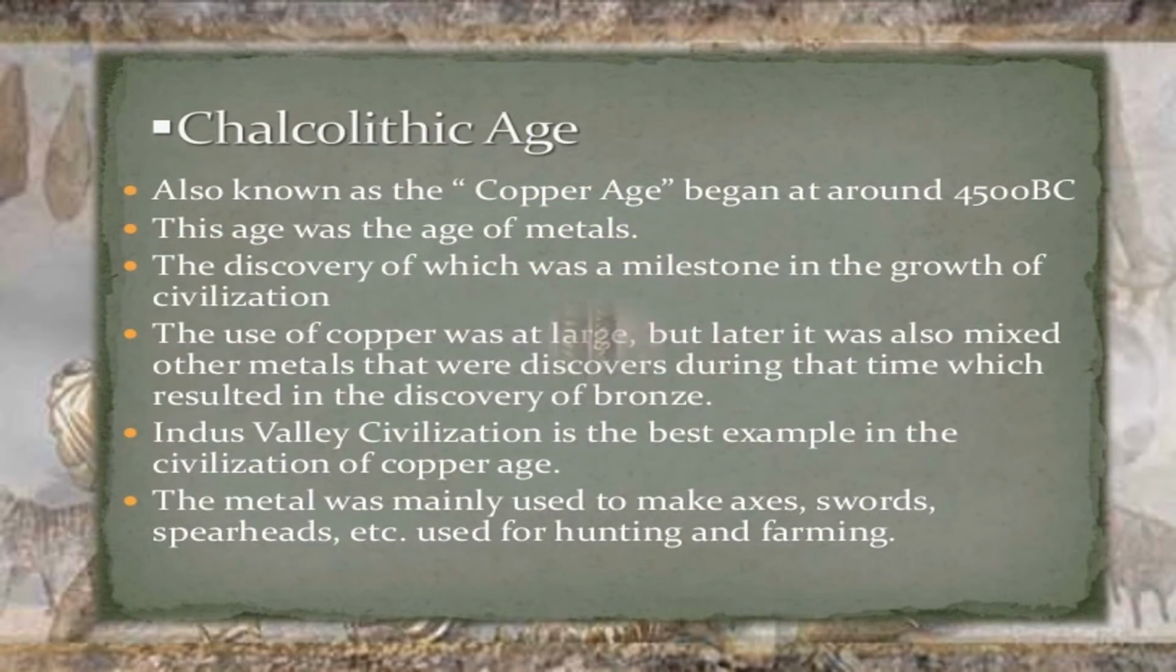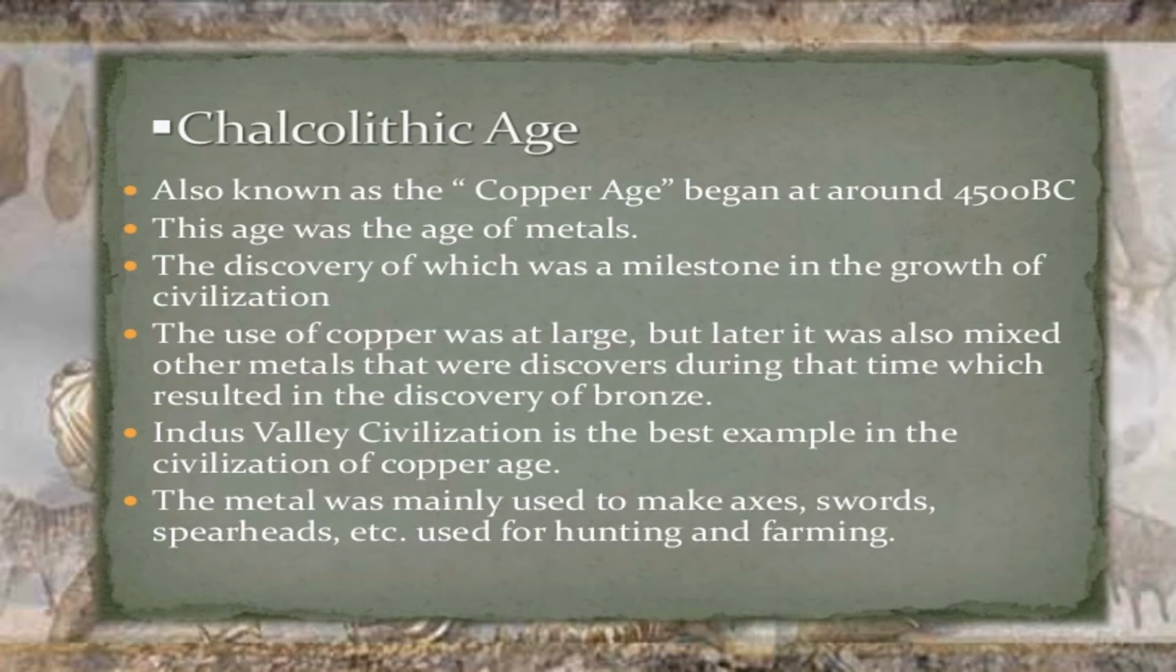Let's learn more about the Chalcolithic Age. It's also known as the Copper Age because it began at around 4500 BC. This age was the age of metals, the discovery of which was a milestone in the growth of civilization. The use of copper was at large, but later it was also mixed with other metals that were discovered during that time, which resulted in the discovery of bronze.